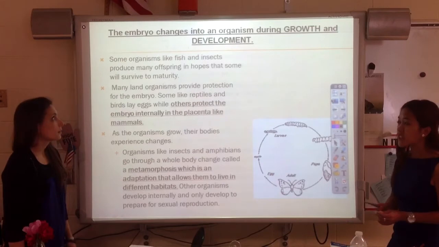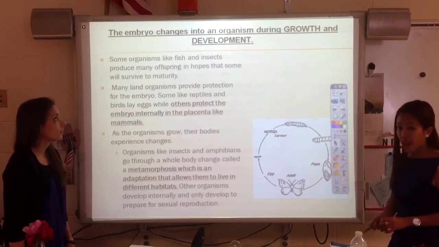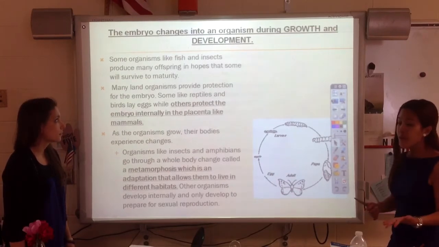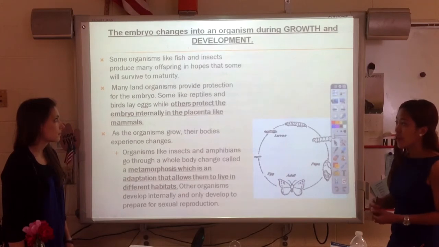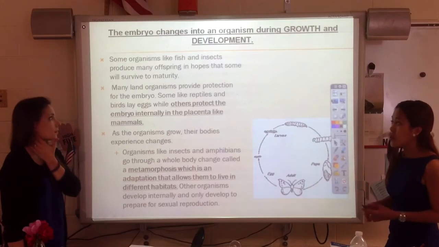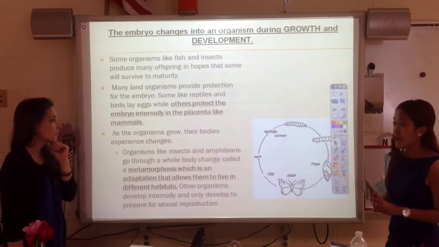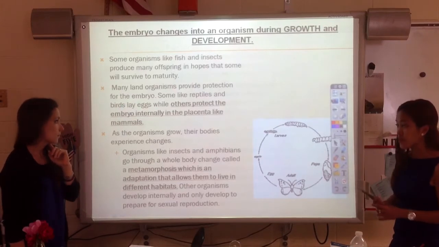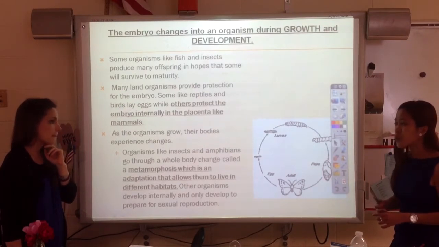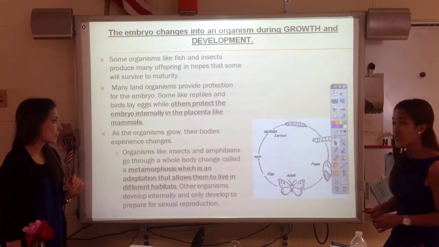Some organisms, like fish and insects, are going to produce many offspring in hopes that some of them will survive to maturity, whereas many land animals are going to provide protection for the embryo, like some reptiles and birds will lay their eggs, while others will protect the embryo internally in the placenta like mammals do. As the organisms grow, their bodies are going to experience changes.